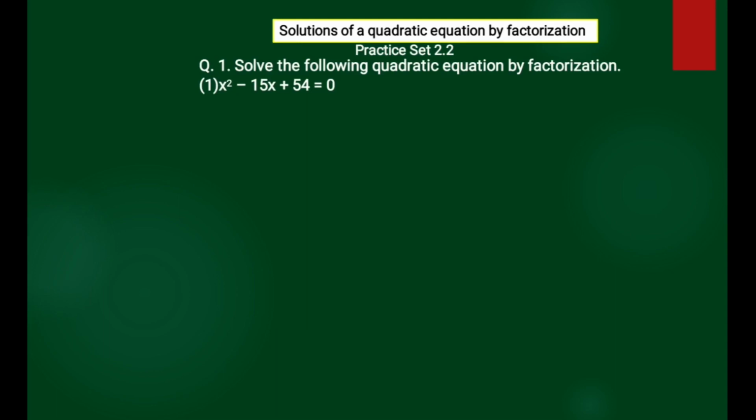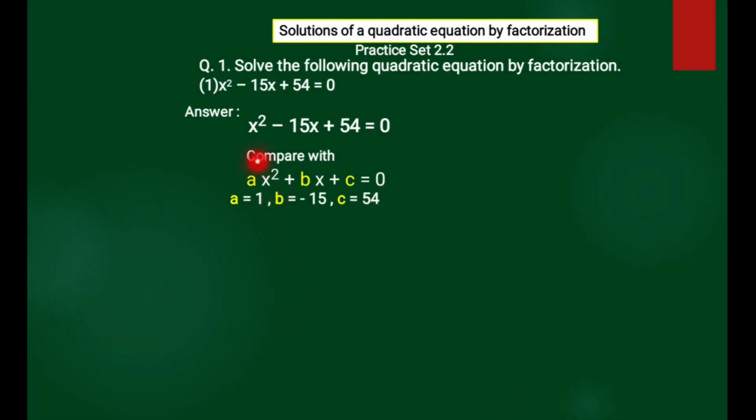So we compare the given equation with the general equation ax square plus bx plus c equals 0. After comparing we get a equals 1, b equals minus 15 and c equals 54. So see what we have to do here. We have to multiply this a with c. That means we have to multiply 1 with 54. So we get 1 into 54, which is 54.